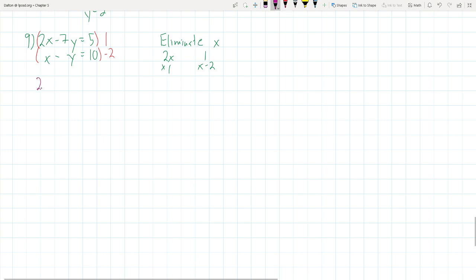So now we have some new stuff. So we got 2x minus 7y equals 5. Negative 2x plus 2y equals negative 20. Okay, the x's are going to cancel out, so this is going to work out for us. So we get 0x minus 5y equals negative 15. So I get negative 5y equals negative 15. So my y, divide by negative 5, divide by negative 5, my y equals 3.